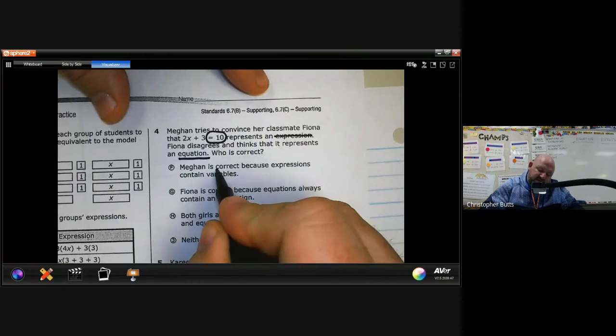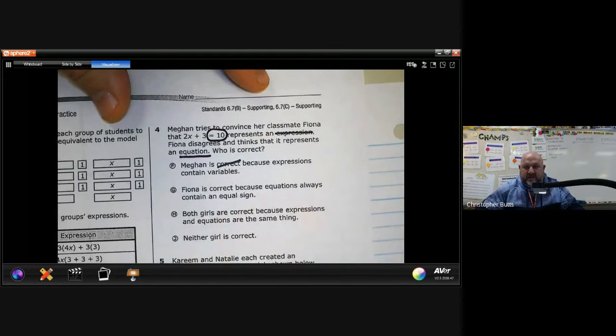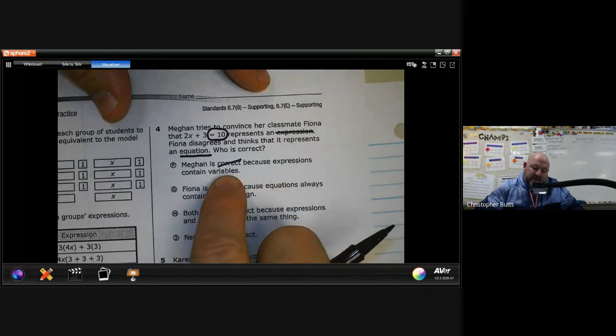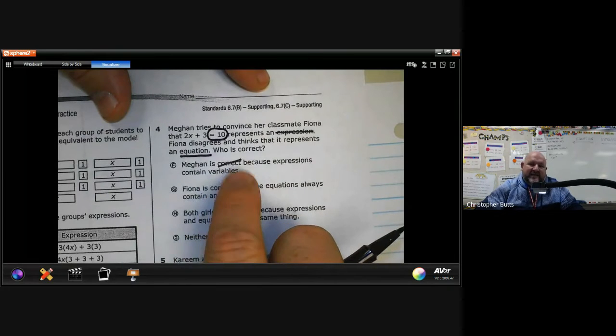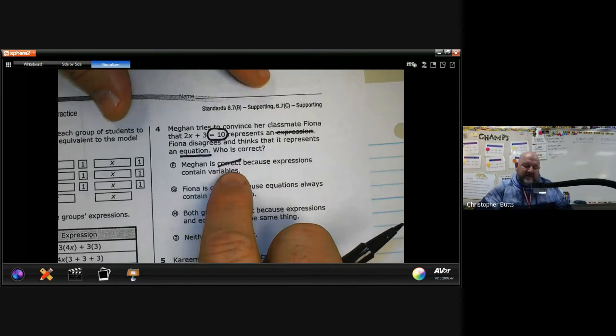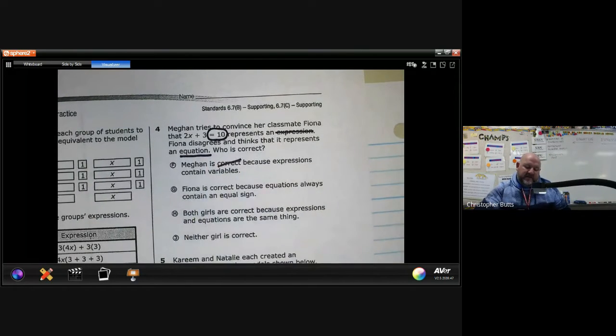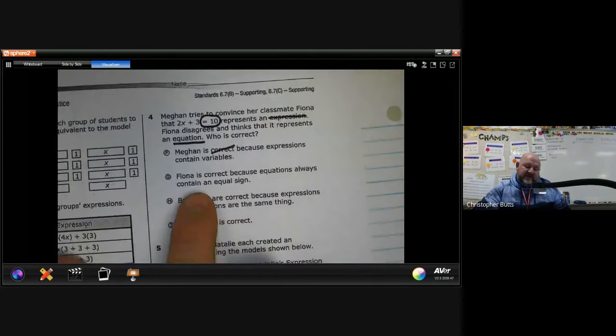So first of all, Megan is wrong. But both expressions and equations contain variables, so that's not a really good way to justify your answer there. But either way, Megan is not correct. She's definitely incorrect. The next one says Fiona is correct.